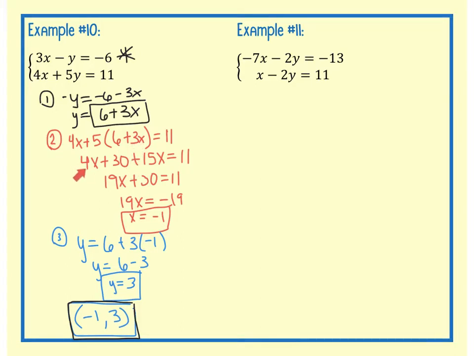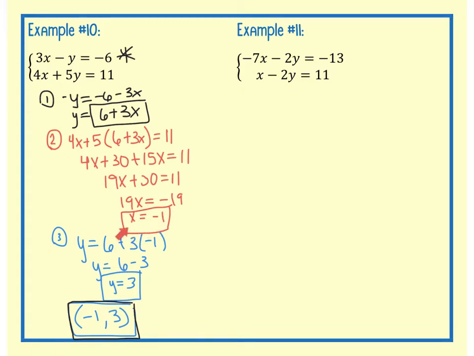The next step is to distribute inside your parentheses. After that, we're going to combine like terms. So 4x plus 15x was 19x, plus 30 equals 11. Subtract 30 from both sides, and you get negative 19. Divide by 19, you get x equals negative 1.